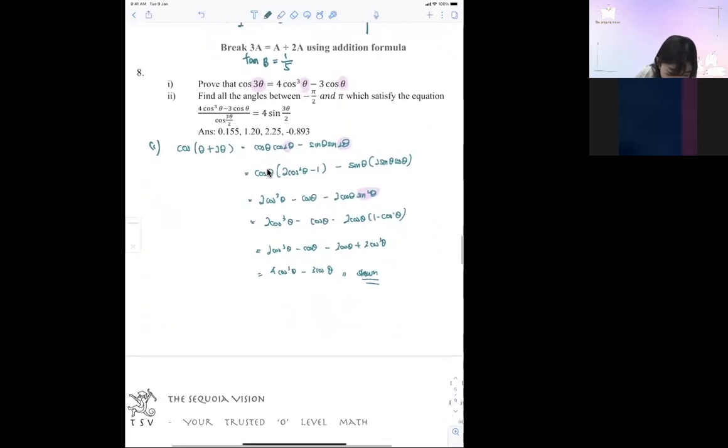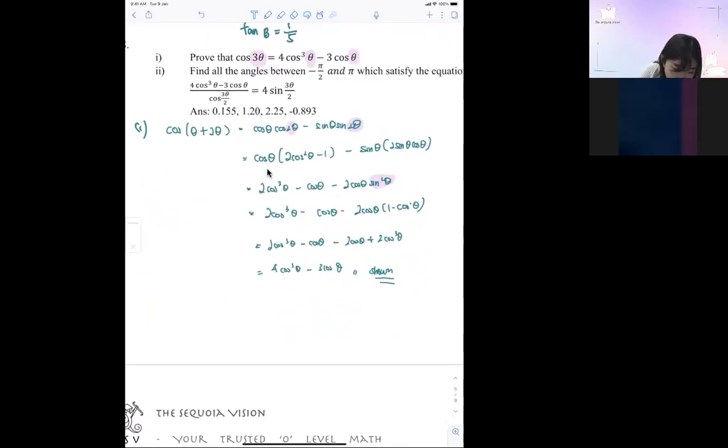Now we look at part 2. When they say part 2, you know that this one may have to do with this one. Can you see that this looks exactly the same as this? Same, so I change it to cosine 3 theta. This one at the bottom, I shift to the other side.